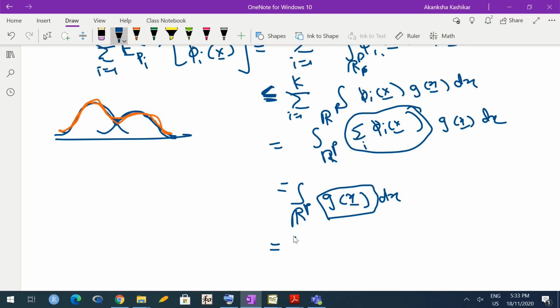But now what I'll do is, I have a 1 sitting over here. That 1 can be written as the sum over i of phi i star of x times G(x) dx.